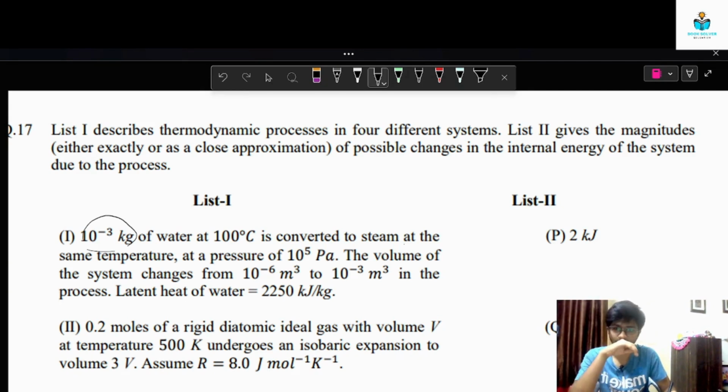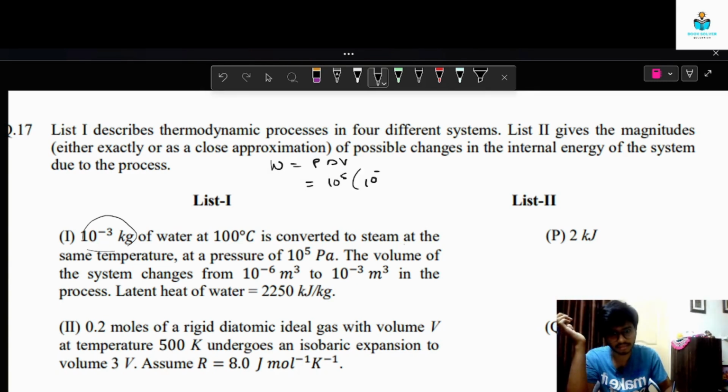So what is the work done? Work done is equal to P delta V, isn't it? The temperature is constant, the pressure is also constant because it's an open vessel. It's being heated and steam is gone, so it's an open vessel. So what is delta V? It is basically 10 to the power 5 into 10 to the power minus 3 minus 10 to the power minus 6.